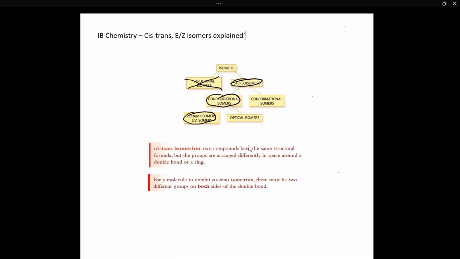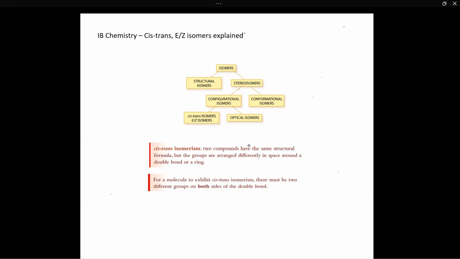In this video, I'm going to be looking at this over here. But in a future video, I will take a look at optical isomers and I will take a look at conformational isomers as well. But these two are topics for other days. I'm just going to focus on this one for today. So let's just get started with some definitions.